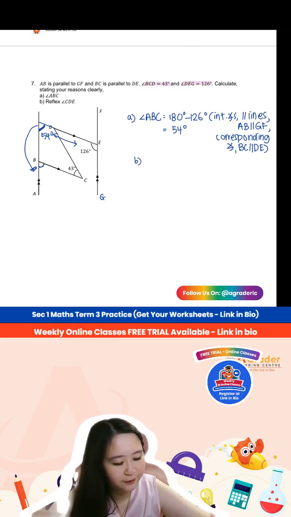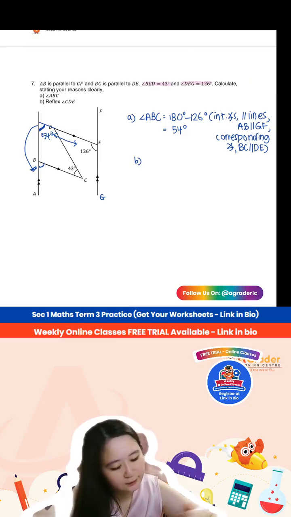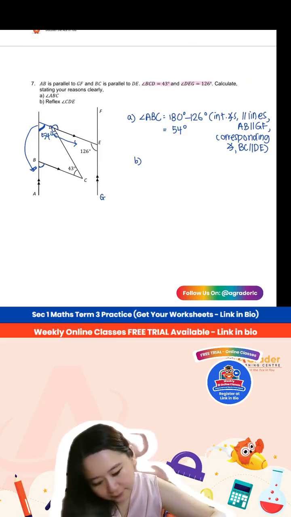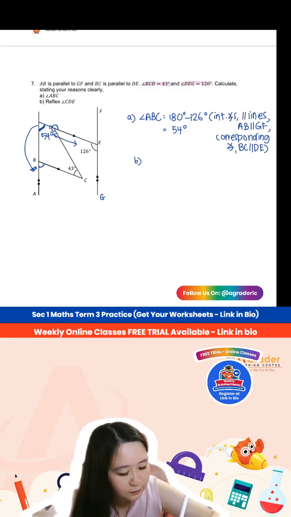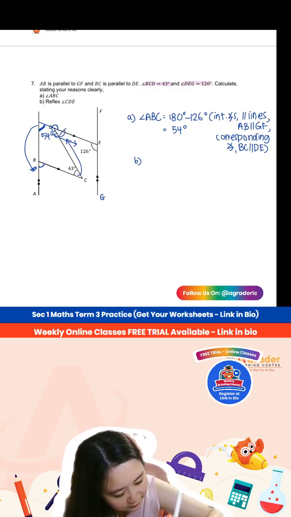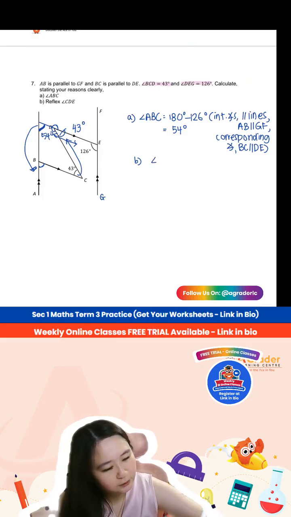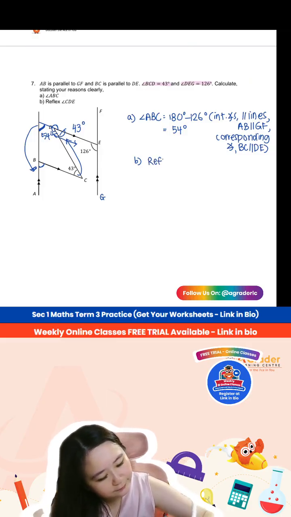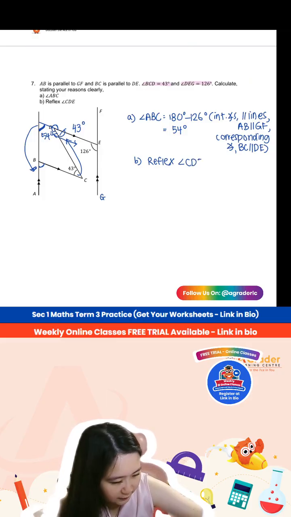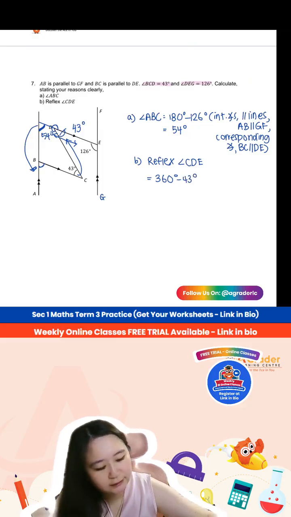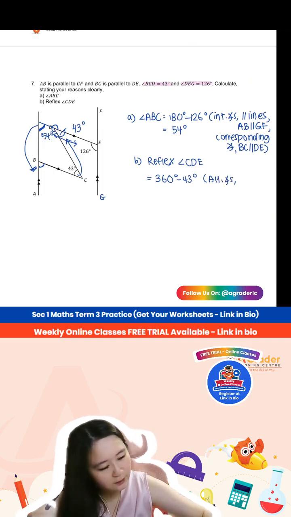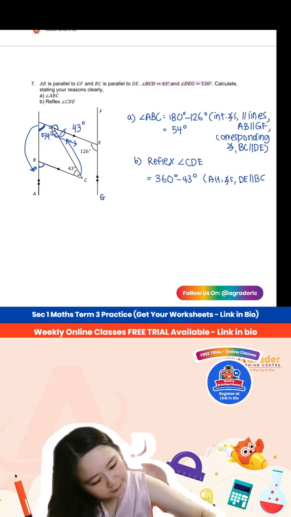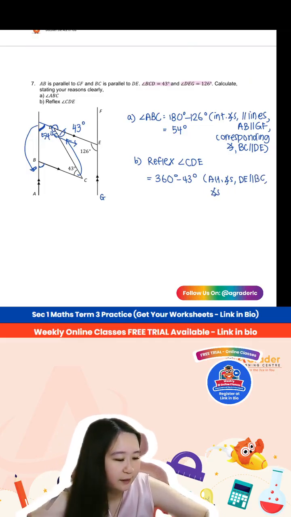Part B, finding the reflex angle CDE. So they want this angle here. Okay, so using alternate angles, we know that this angle is 43 degrees. So we can find reflex angle CDE, 360 degrees minus 43 degrees. So you are using alternate angles, DE parallel to BC, as well as angles at a point.